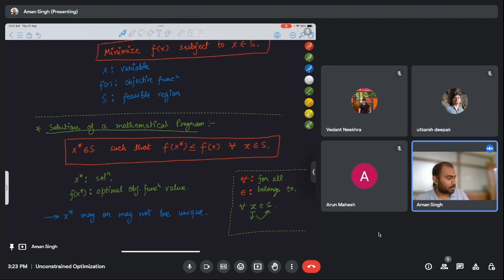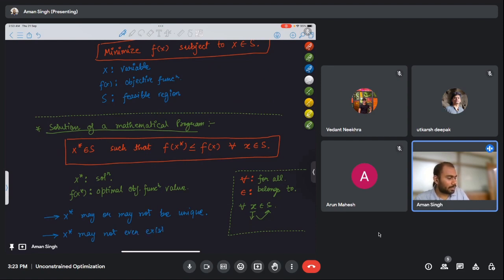So this is one point. It does not mean that if the solution exists, it has to be unique. It may not be unique. There can be multiple points for which the functional value is the same. And the second point is x star may not even exist.